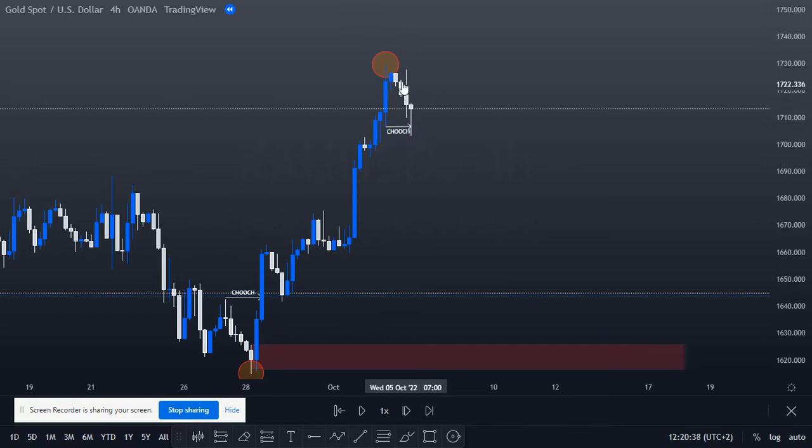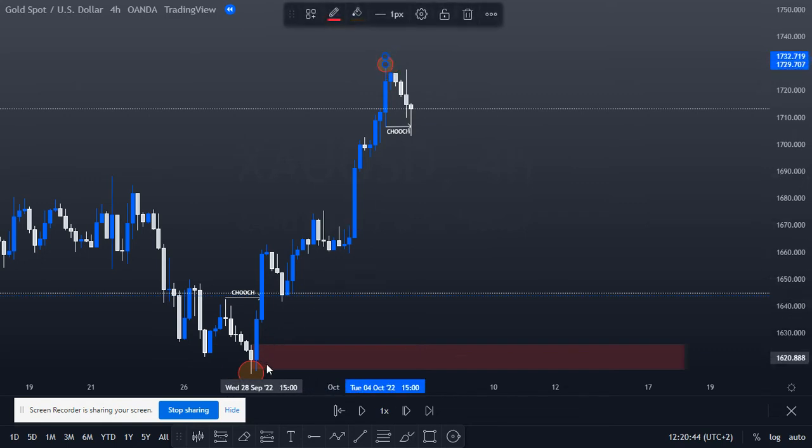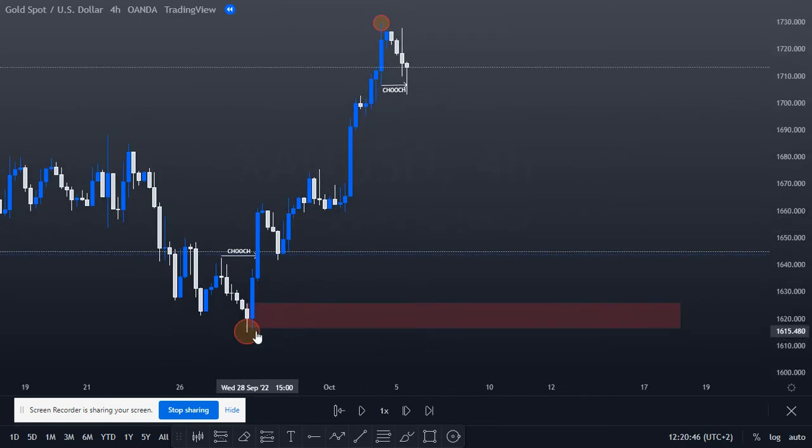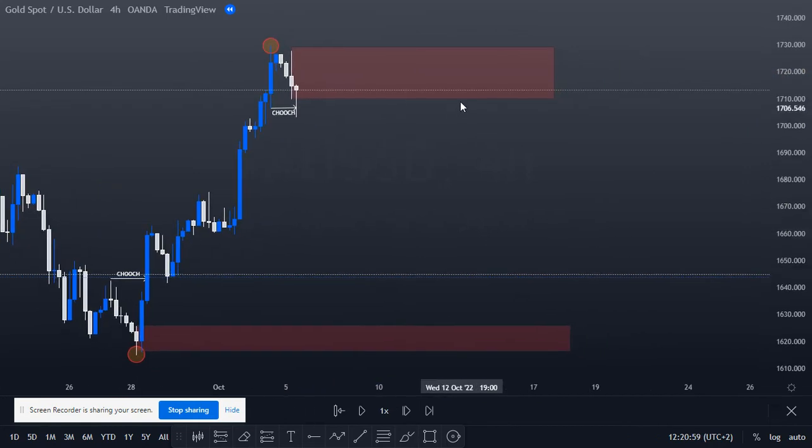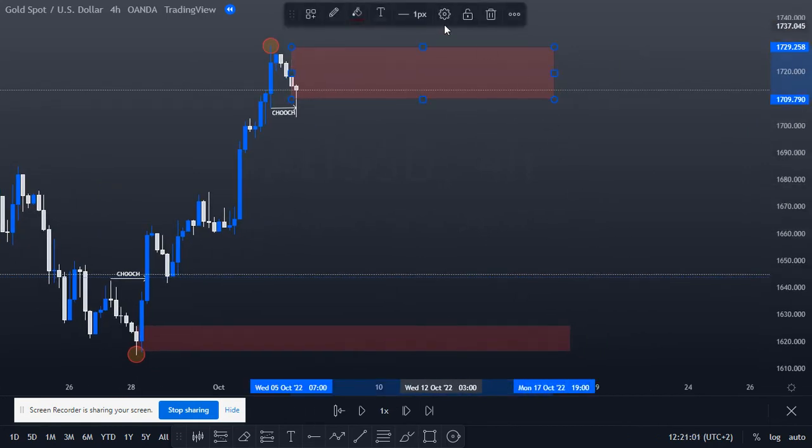Because the market changed structure here, we were anticipating the market to go back there and take orders. So, in order for the market to do that, we have to identify an order block which we think the market will collect orders in. So, the order block we identified here is this whole order block. So, this becomes our point of interest for the 4 hour.